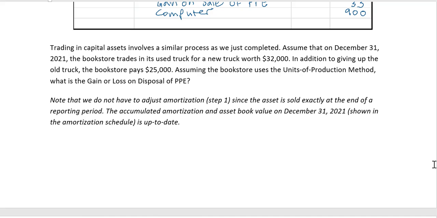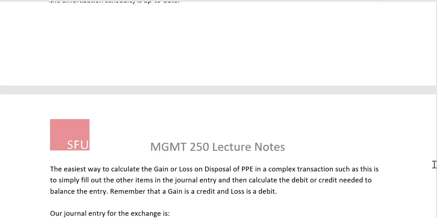Assuming the bookstore uses the units of production method, what is the gain or loss on disposal of PP&E? So we get a little bit of a break here because it's right at the end of the year. Our amortization entry is all done. We do not have to adjust amortization since the asset is sold exactly at the end of the reporting period. Accumulated amortization and asset book value on December 31st, 2021, shown in your amortization schedule, is up to date.